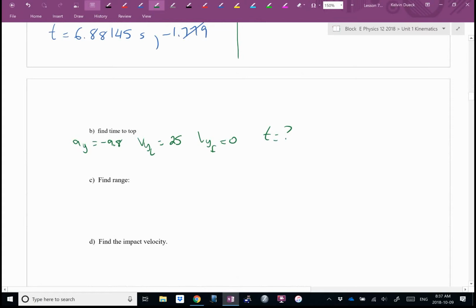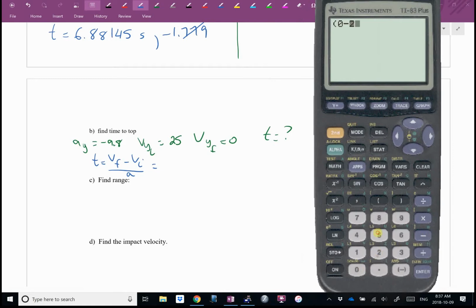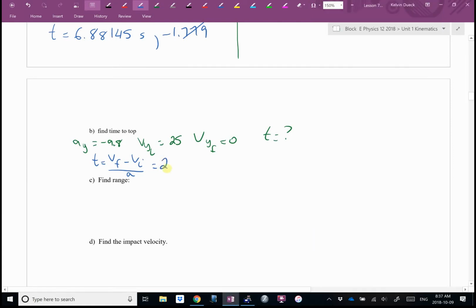But I do have an equation that has an A, a VI, a VF, and a T in it. I think I can get the T by itself. I think I can go T equals VF minus VI over A. Is that correct? I believe. It's going to be 0 minus 25 divided by negative 9.8. The time to get to the top is 2.55 seconds. 2.55102. I'll go 2.55.